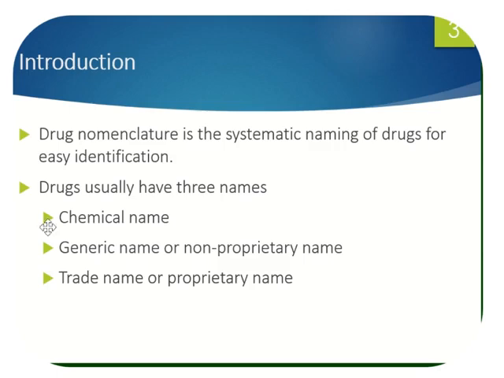So drug names can be chemical, generic, or non-proprietary, and also trade names or proprietary names. These are the three names of drugs that we all should be conversant with. Most of the drugs, as the next video on product identification will try to bring out clearly, have the generic name and the trade name.